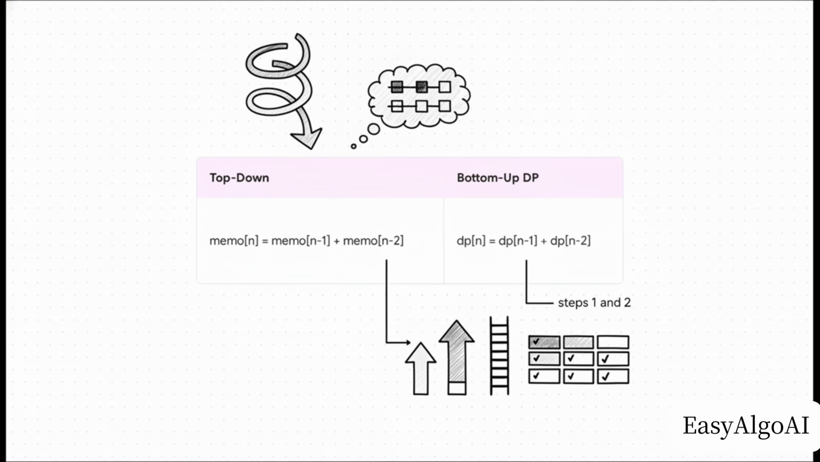But here's the trick. Instead of starting at n and recursing all the way down, we start at our base cases, steps 1 and 2, and calculate the smaller subproblems first. We iteratively build up to our main solution, and we never even trigger a recursive stack.